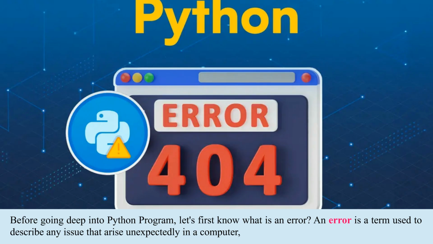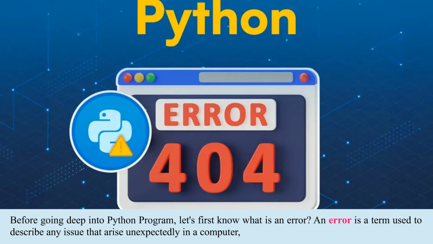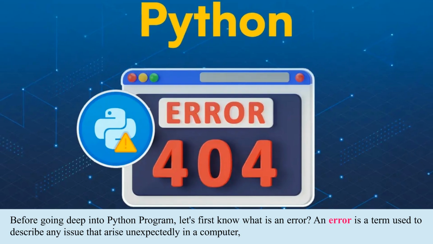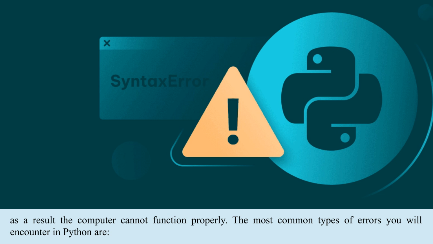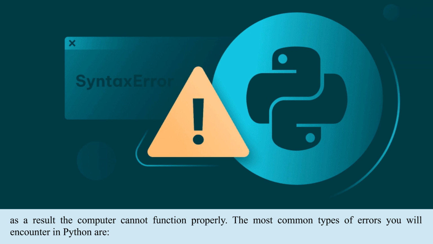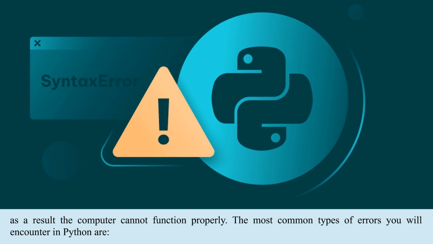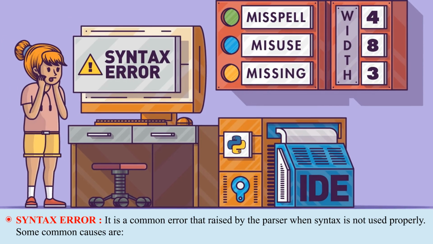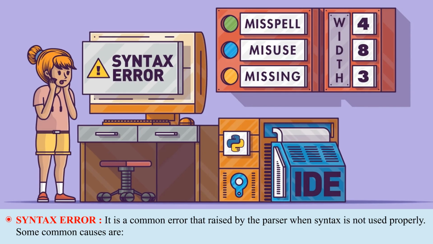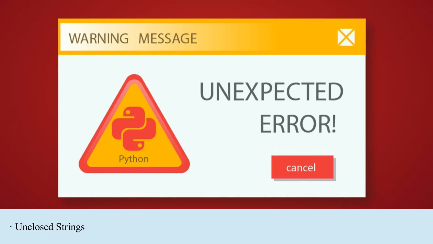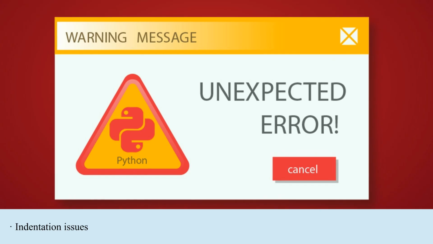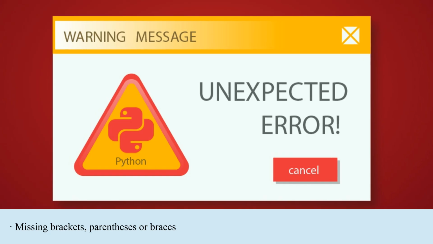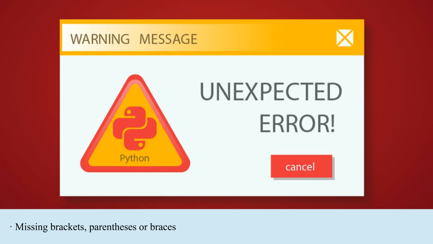Types of errors in Python. Before going deep into Python programs, let's first know what an error is. An error is a term used to describe any issue that arises unexpectedly in a computer. As a result, the computer cannot function properly. The most common types of errors you will encounter in Python are syntax errors. It is a common error raised by the parser when syntax is not used properly. Some common causes are unclosed strings, indentation issues, misusing the assignment operator, misspelling Python keywords, and missing brackets, parentheses or braces.